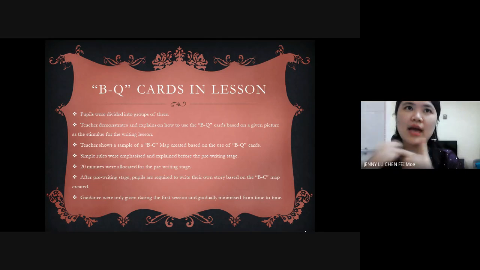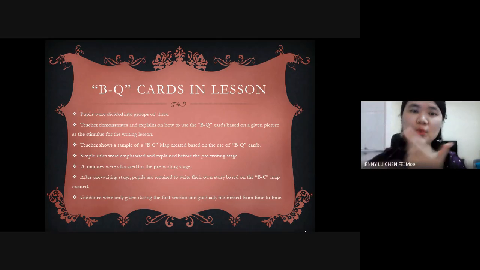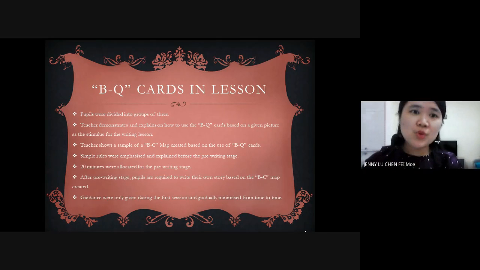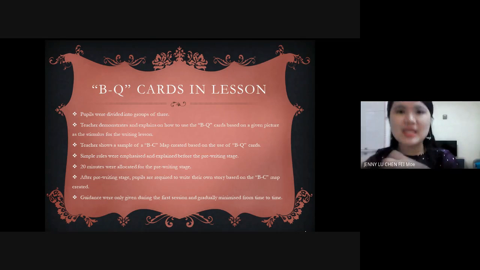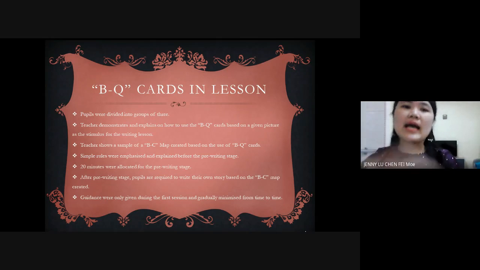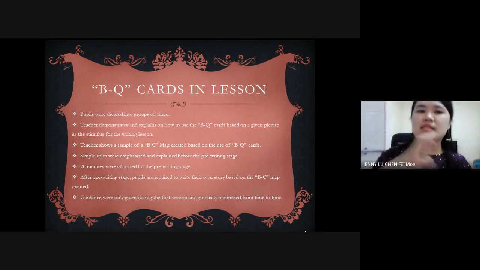The second rule is that every story that you create must be based on a moral value. By doing so, we can ensure that the pupils are able to produce not only a creative story, but also something that is socially acceptable by the readers. I also allocated 20 minutes for the pre-writing stage. And after the pre-writing stage, pupils are required to write their own story based on the BC map created.